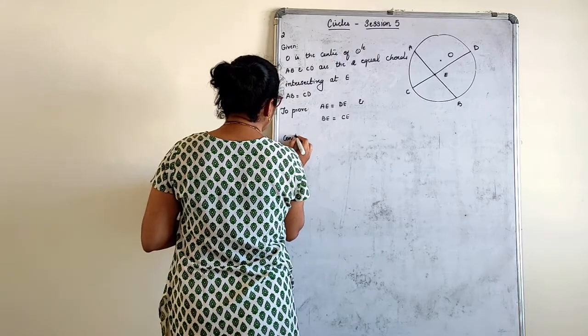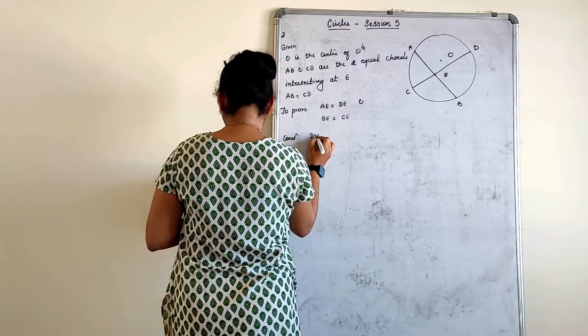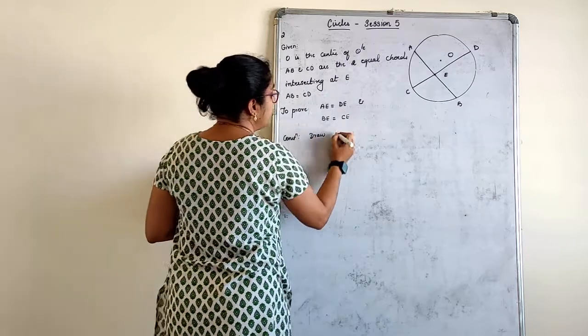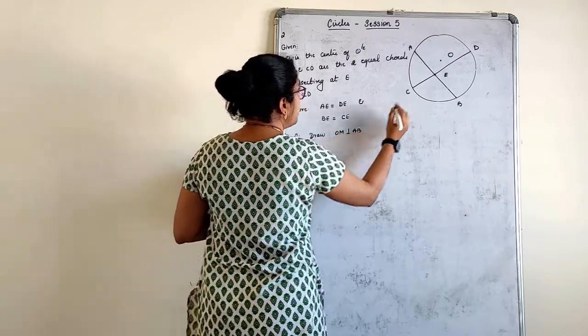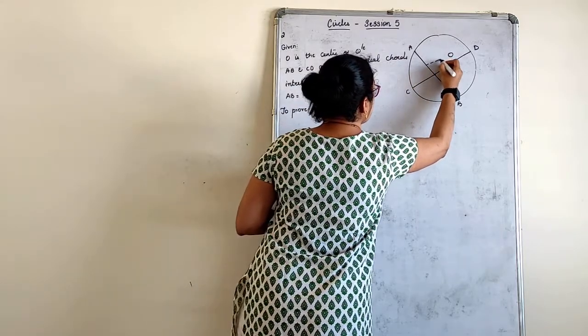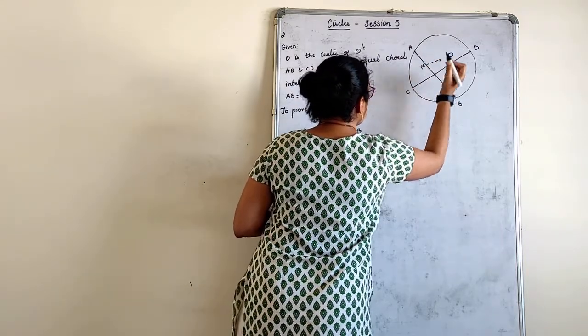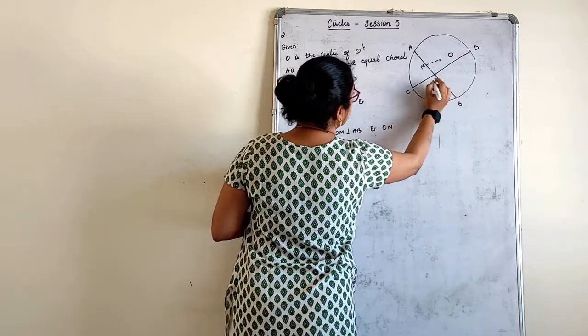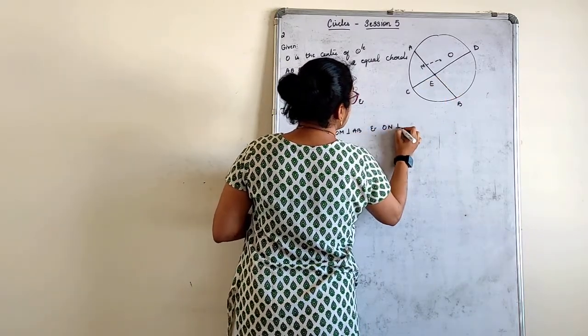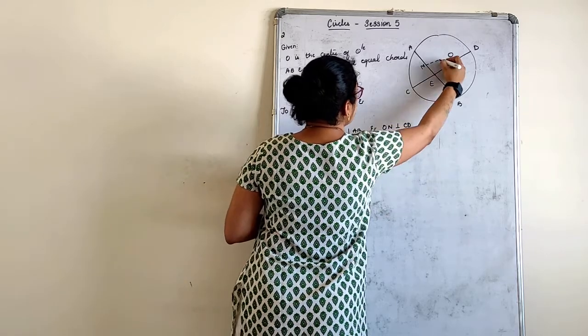Construction. Draw OM perpendicular to AB and ON perpendicular to CD.